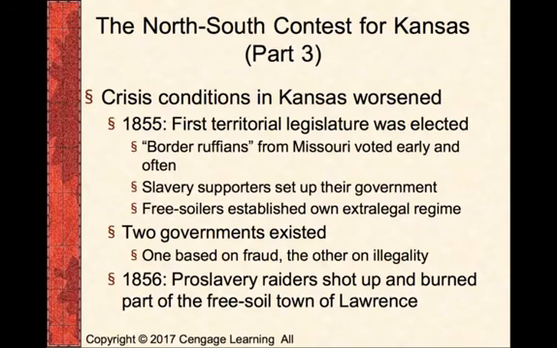In 1855, the first territorial legislature was elected. And by elected, really there should be quotation marks around this, because slaveholding Southerners from Missouri would rush into Kansas and vote fraudulently in the Kansas election as if they were living there. And they swayed the election to the point where they got to set up their own government. The Free Soilers, who saw this as an illegitimate election, went and established their own extra-legal government in another part of the state.